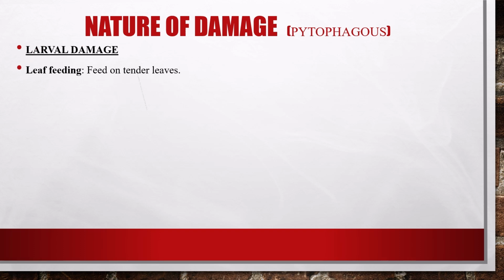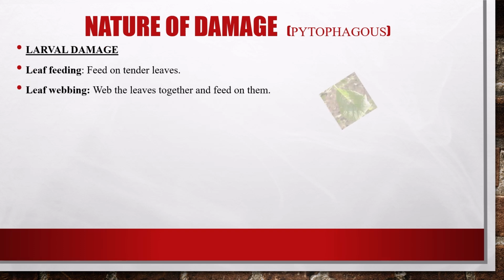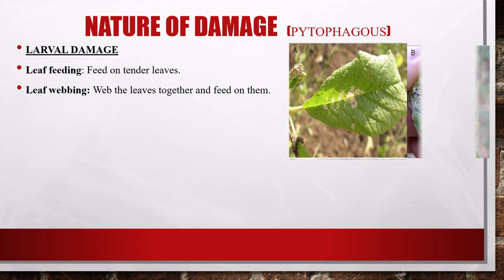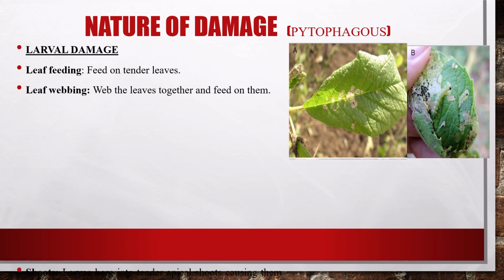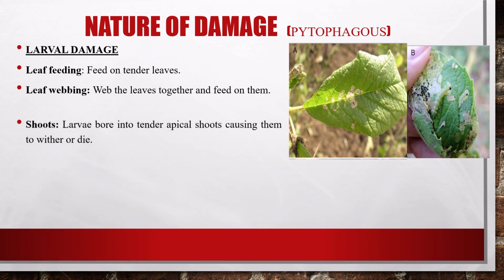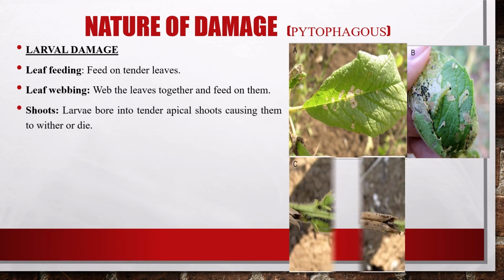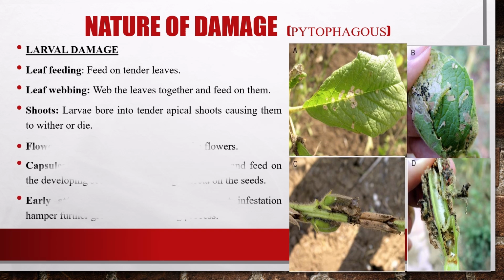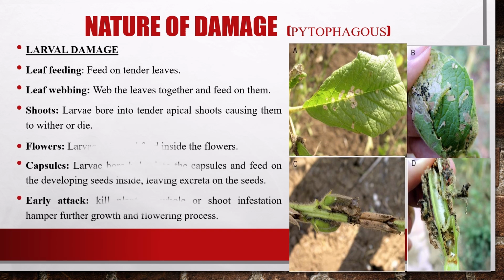The most damaging life stage is the larva. It feeds on tender leaves and webs the leaves together while feeding on them. Larvae also bore into tender apical shoots, causing them to wither or die. Larvae also damage flowers. They enter and feed inside the flowers. Larvae bore holes into the capsules and feed on the developing seeds inside, leaving excreta on the seeds. Overall, it kills the plant as a whole, or shoot infestation hampers further growth and the flowering process.